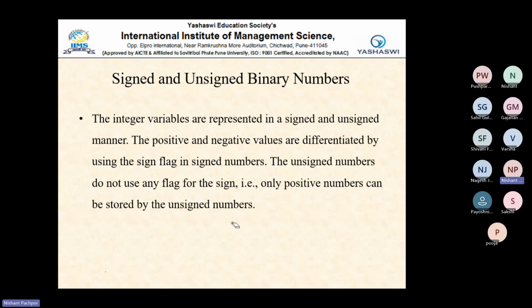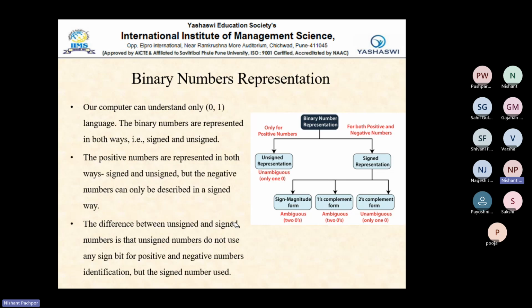Only positive numbers can be stored by unsigned numbers. Unsigned numbers फक्त positive numbers show. There is no flag there. So the flag zero राहणार त्या केस मध्ये. And when you find a 1 at the last bit, you can show that the number is positive and negative. Then binary representations, binary number आपण represent करताना just unsigned and signed representation करतो.